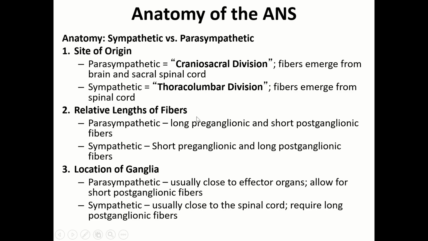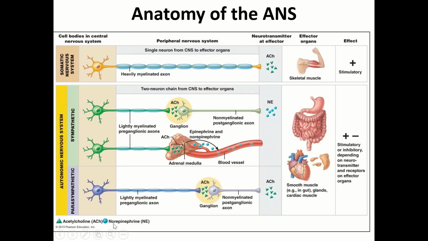The next thing you'll see is a difference in the relative lengths of fibers, parasympathetic versus sympathetic. With your parasympathetic neuron, you can see that the preganglionic neuron is very long. And where it terminates on your postganglionic neuron, that would be the autonomic ganglion, we find that that's a pretty short parasympathetic postganglionic neuron. That, of course, is the one that actually innervates the effector organ of some kind. So again, preganglionic is going to be long, postganglionic is going to be short.